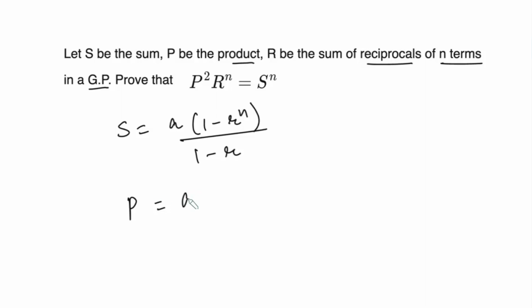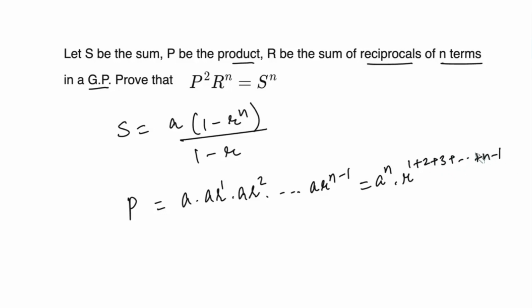So P is equal to A times AR times AR squared and so on up to AR raised to the power n minus 1. So here A is multiplied n times. So A raised to the power n times R raised to the power, the powers will add up. So it will be 1 plus 2 plus 3 and so on up to n minus 1.